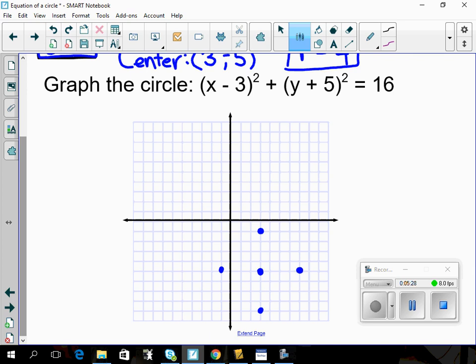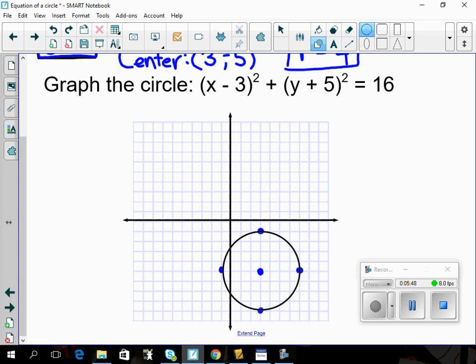And I just connected all of those dots. So because I have a smart board, I'm going to use it, and I'm just going to graph the circle. But you can just connect them with your hand. That's just the circle with that equation.